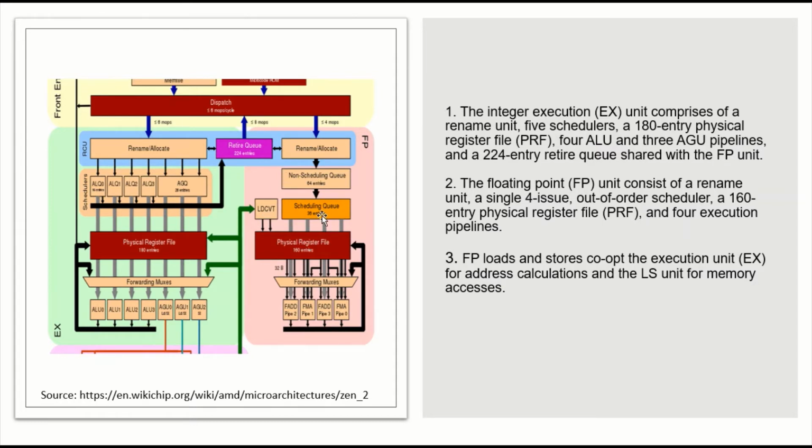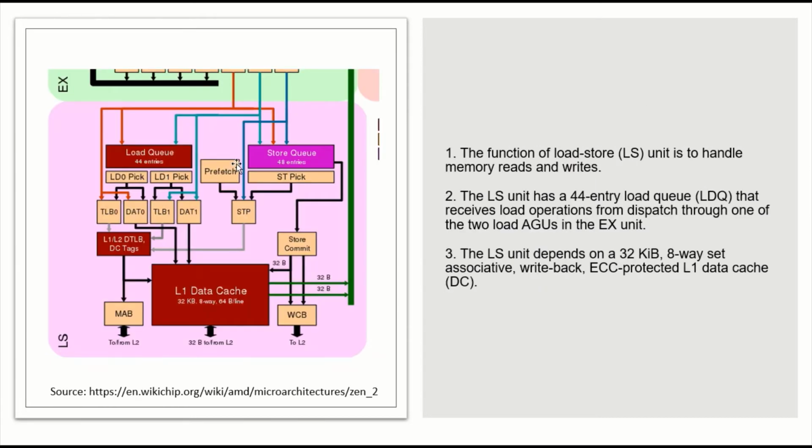The function of the FP is to load and store micro-ops to the execution unit for address calculation and the LS unit for memory accesses. Now, the function of the load store LS unit is to handle memory reads and writes. The load store unit has a 44 entry load queue that receives load operations from the AGU in the execution unit, and the LS unit depends on a 32 kilobyte 8-way associative cache with a 64 byte cache line size.